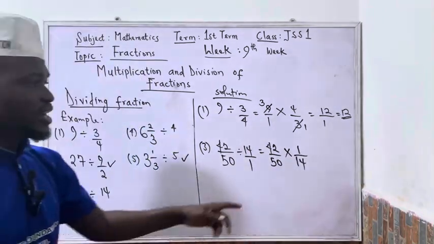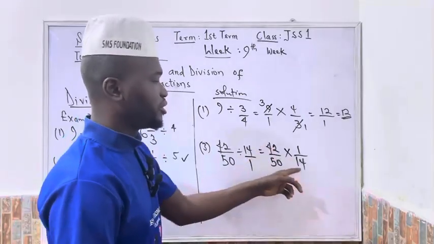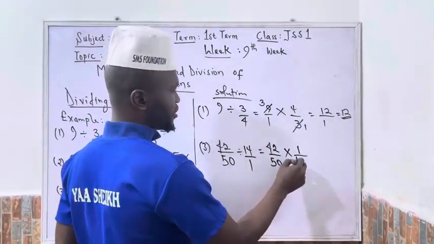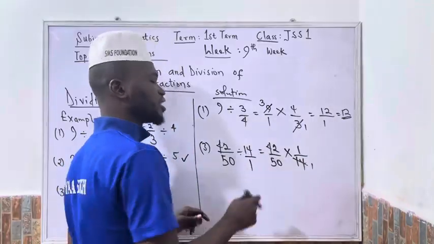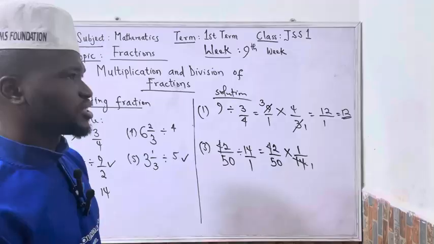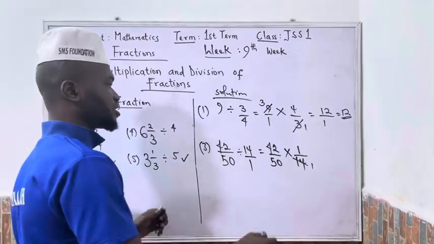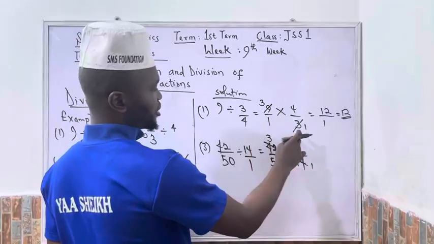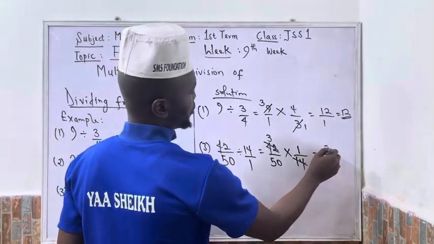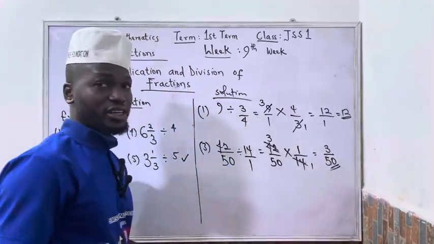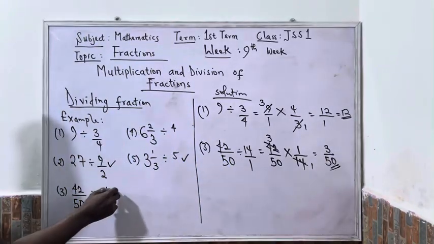So now what we have here can simply be reduced. I think 14 can go here. 14 can go in 42 3 times. So 14 times 3, yeah, that's 42. This is 3 times. So finally I'll be left with 3 times 1. That will be 3 over 50 times 1, that will be 50. So this is the final result. So I'm done with this as well.